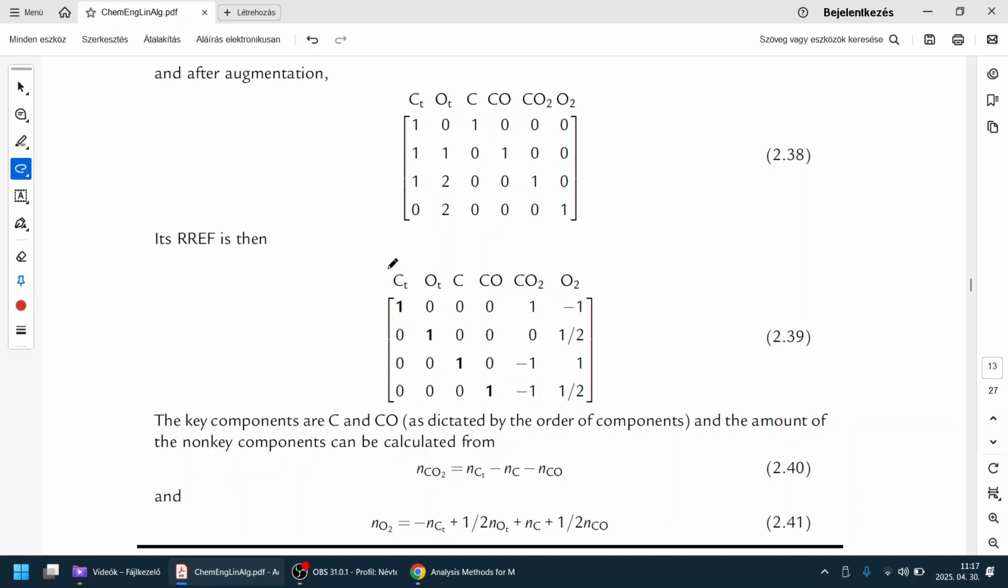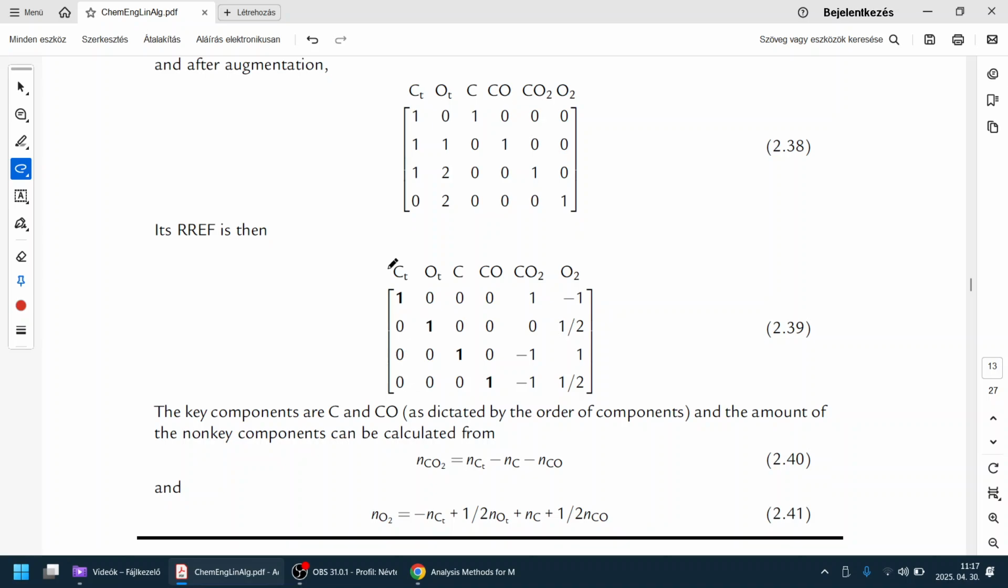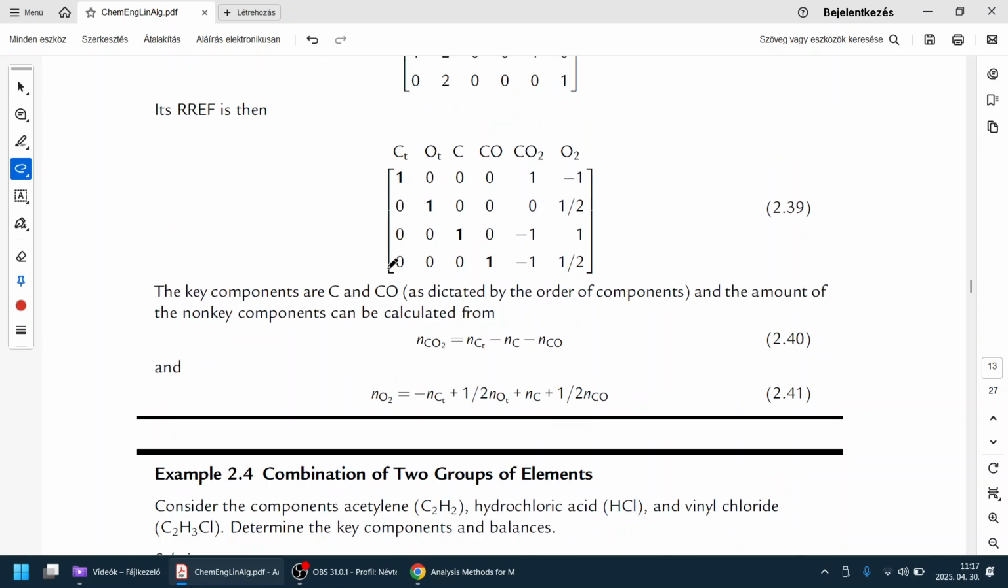The moles of CO2, the moles of total carbon minus the moles of unbonded, or minus the moles of carbon dioxide. Yes, it doesn't make any sense. This is simply refining the coefficients and numbers. It doesn't actually make any, I don't know. No explanation. Nothing.